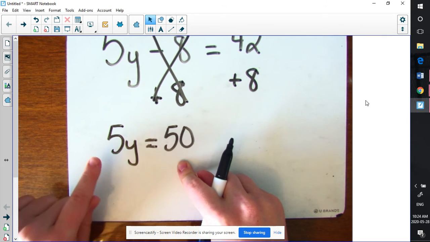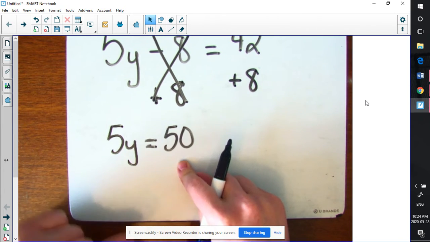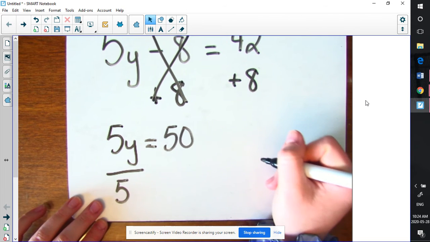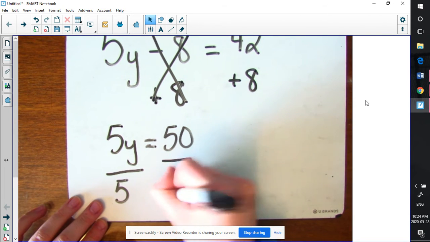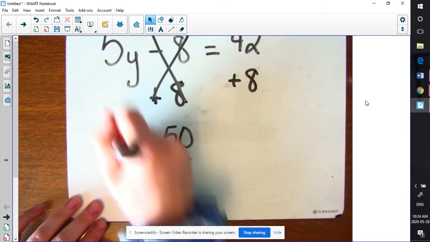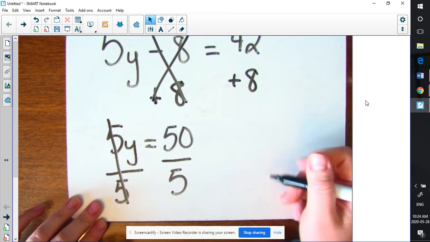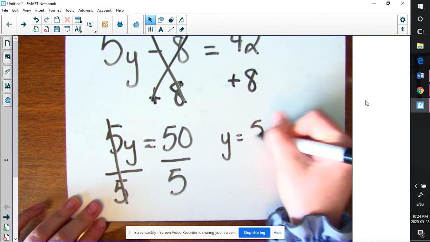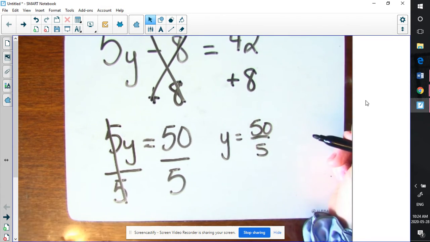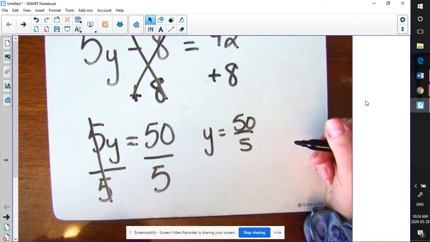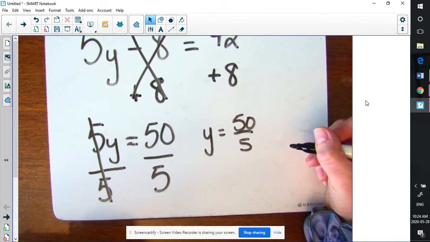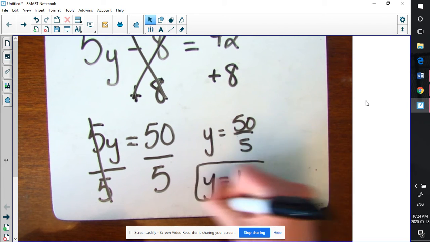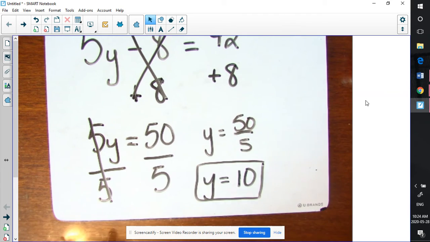5y, that means 5 times y. The opposite of timesing is dividing. So I'm going to divide both sides by 5. So these 5s will cancel, and I am left with y equals 50 divided by 5. Now you might know this one. If you don't, you might need to bust out your calculator to figure out this one. 50 divided by 5 is 10. So our answer is y equals 10.